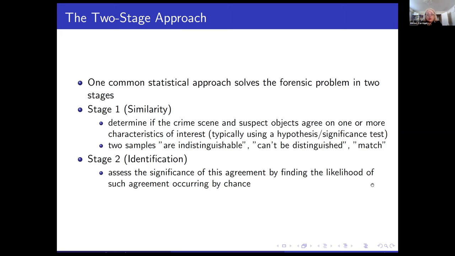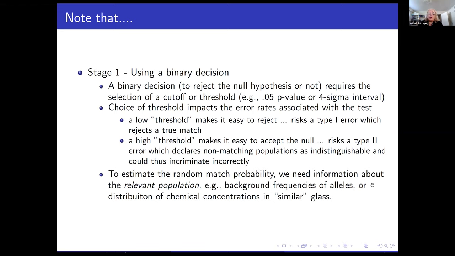This sounds reasonable, but there are so many statistical issues with this approach. First of all, in stage one, we use a binary decision. The decision is to reject the null hypothesis or not. And of course, in order to do that, we have to select a cutoff point or a threshold. For example, the famous 0.05 p-value cutoff, or like ASTM suggested, the 4-sigma interval.